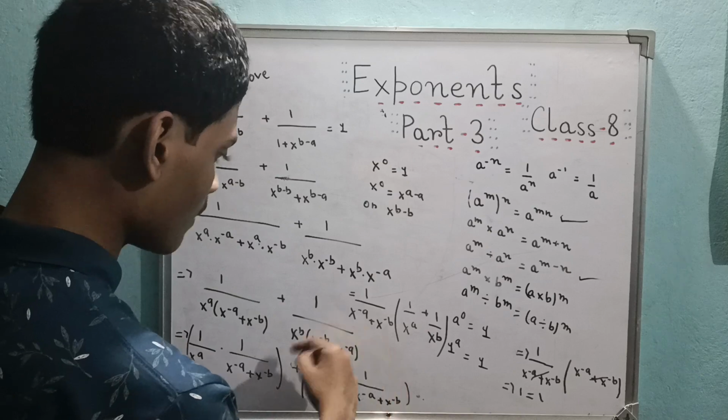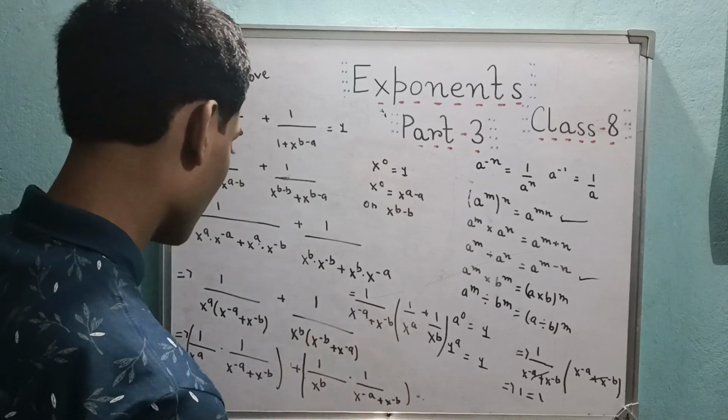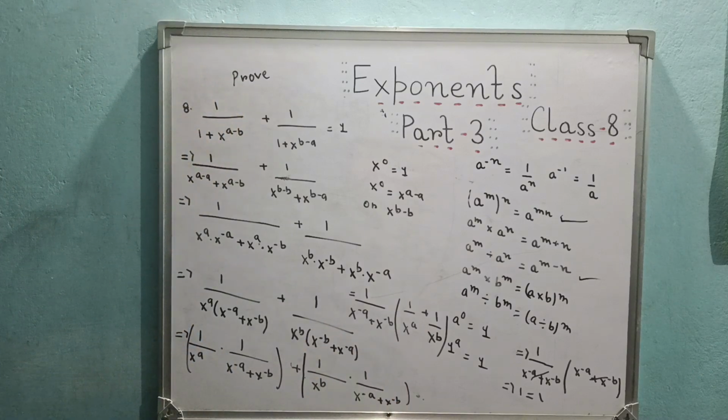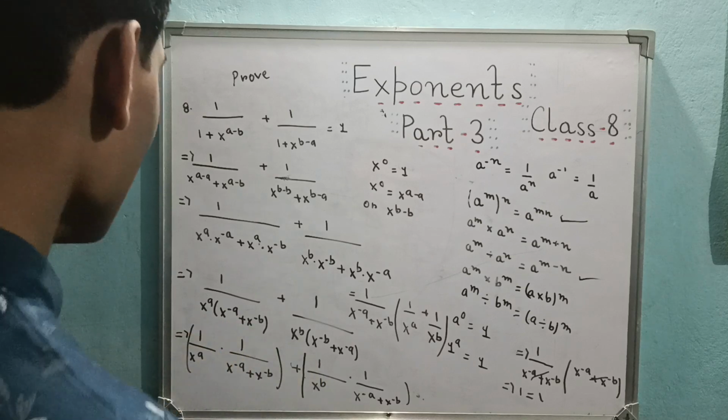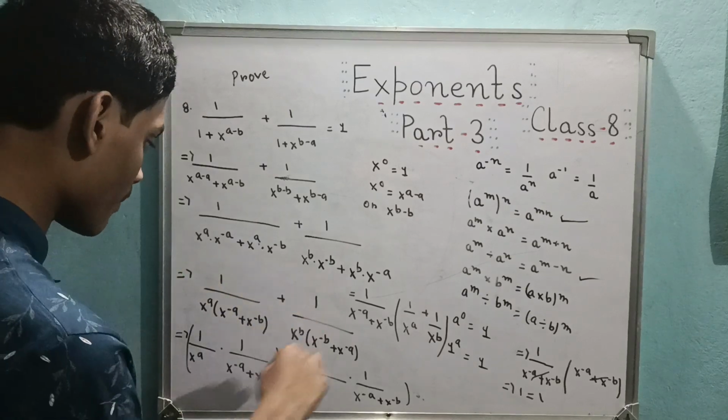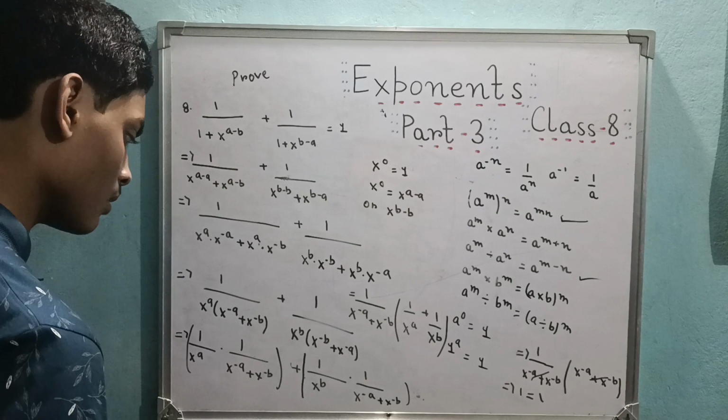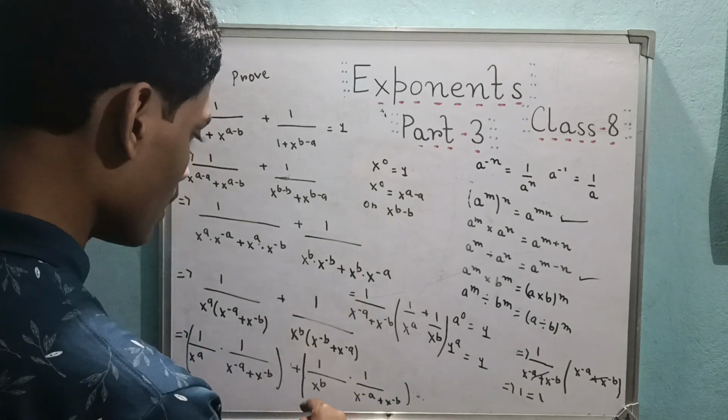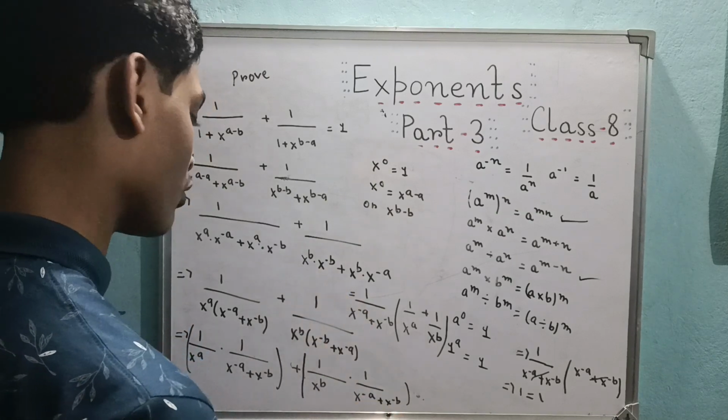This is x to the power minus a plus x to the power minus b. Just reverse. Now I have written this in the simplified form. This is 1 by x to the power a into 1 by x to the power minus a plus x to the power minus b. This is 1 by x to the power b into 1 by x to the power minus a plus x to the power minus b.